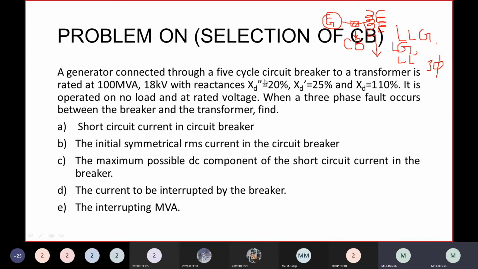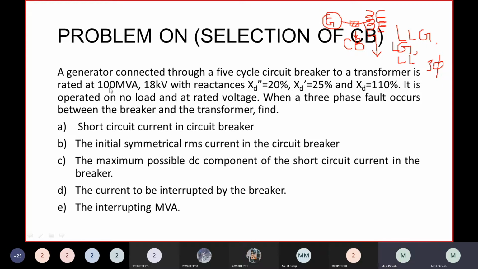A generator, a 5-cycle breaker. I have just drawn here a generator and a transformer. So from generator to transformer, I have my CB. After 5-cycle interruptions, my power system is going to be in the normal position.